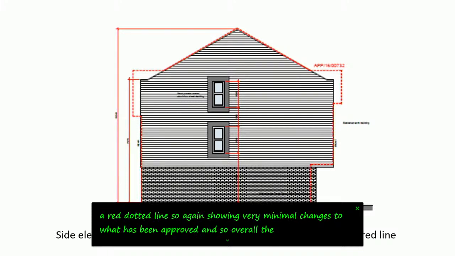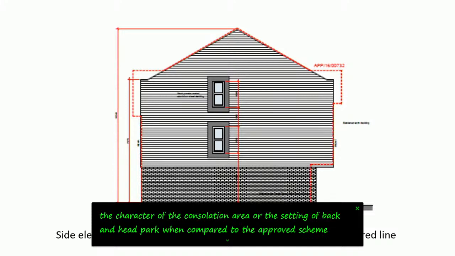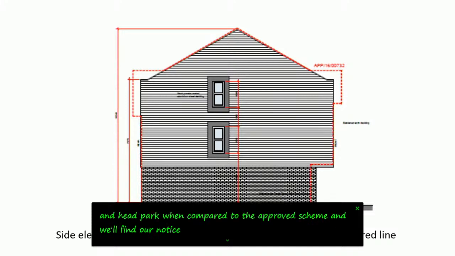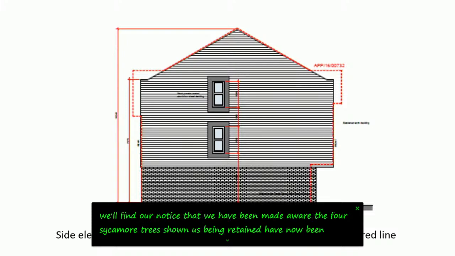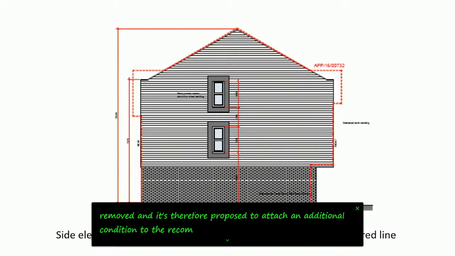So overall, the proposed changes are considered to be minor and will not have any greater impact upon the character of the conservation area or the setting of Birkenhead Park when compared to the approved scheme. One final note is that we have been made aware that 4 sycamore trees shown as being retained have now been removed, and it's therefore proposed to attach an additional condition to the recommendation. I'll just read that out now.